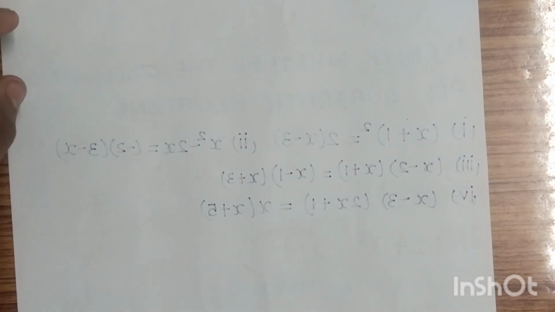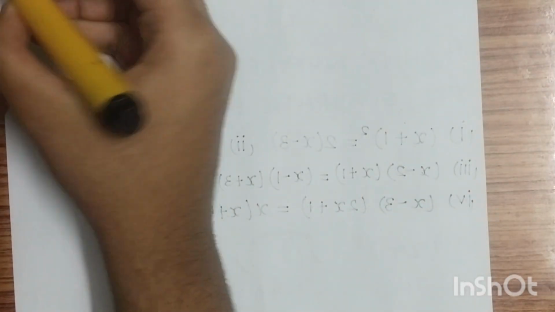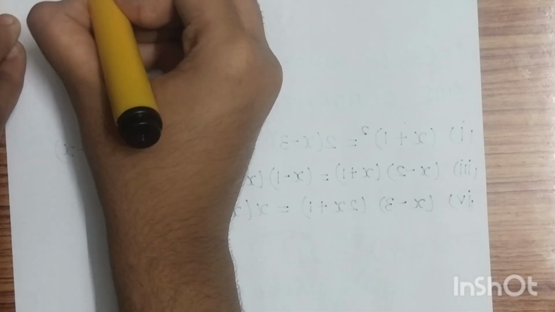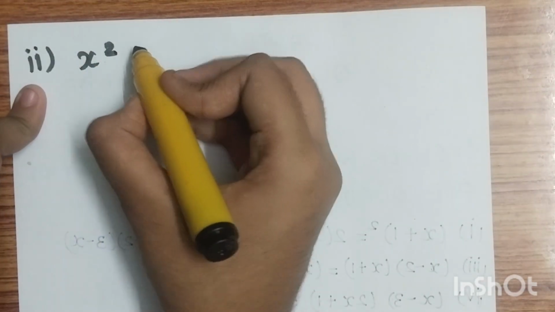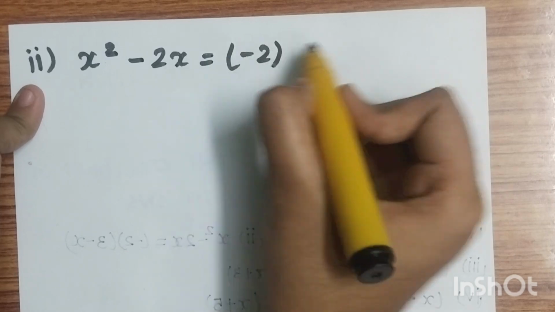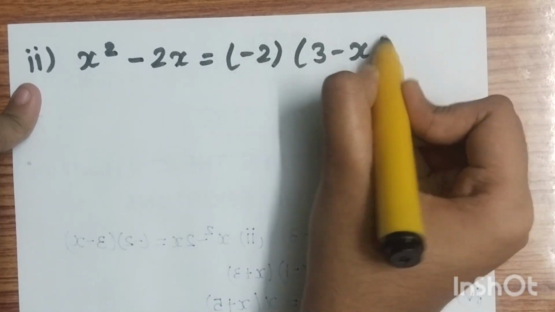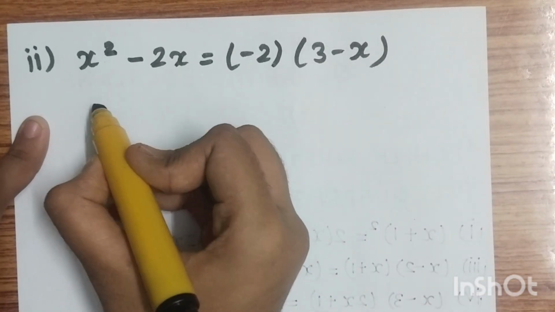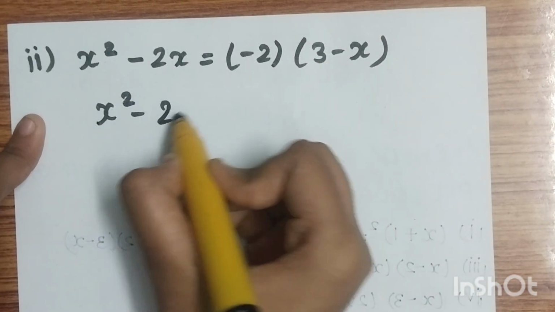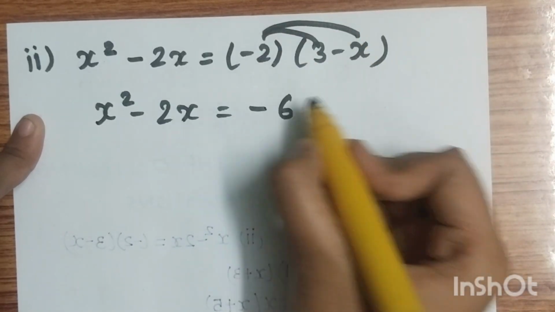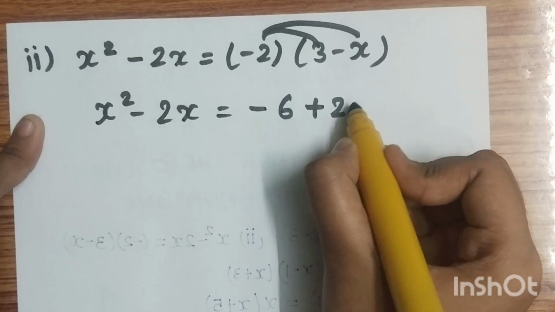Now moving on to the next sum, I'll copy the question. So x square minus 2x is equal to minus 2 times (3 minus x). First I'll simplify this. Multiply this minus 2 inside, so I will get minus 6 and then plus 2x.